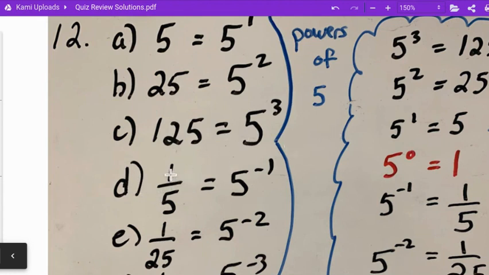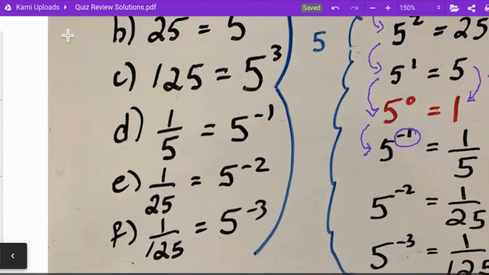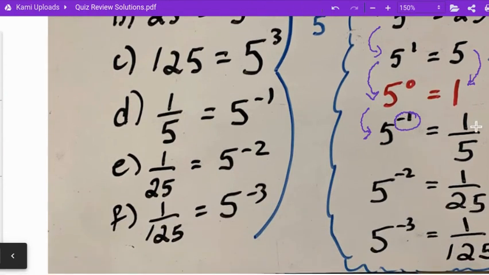D is asking to write 1 over 5 as a power of 5. Now remember with our chart, as we're dividing by 5, the exponent is going down. So 5 divided by 5 is 1. We continue going into the negative exponents, dividing by 5 again. Now we start to get fractions. So 5 to the negative 1 is 1/5. It's like we've got a little 5 to the 1 down here. So 1/5 we write as 5 to the negative 1. It's right here in the table.